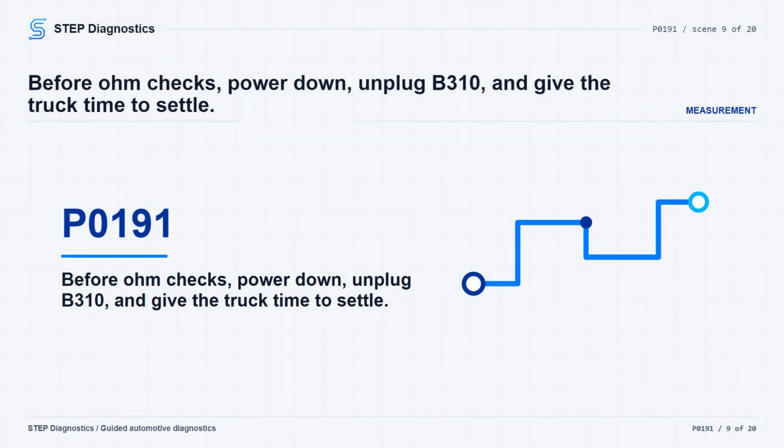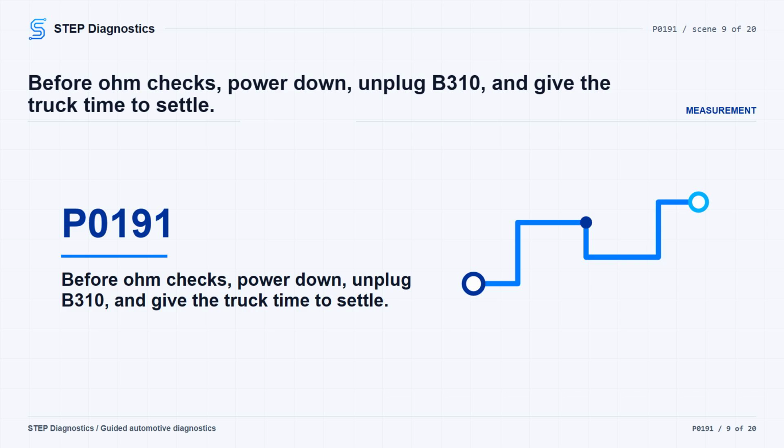For circuit and system testing, turn the ignition, vehicle, and all vehicle systems off. Then disconnect the B310 fuel pressure temperature sensor connector. Before doing ground or low reference continuity checks, remember that it may take up to 2 minutes for all vehicle systems to power down enough for an accurate test. Test for less than 10 ohms between low reference circuit terminal 1 and ground.